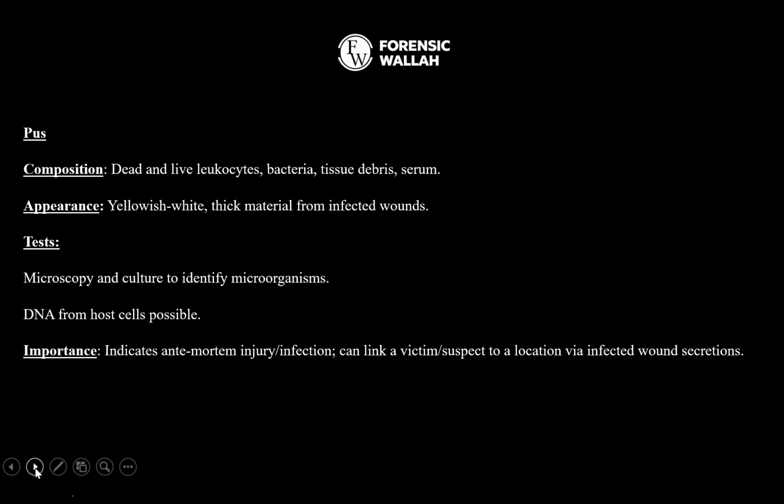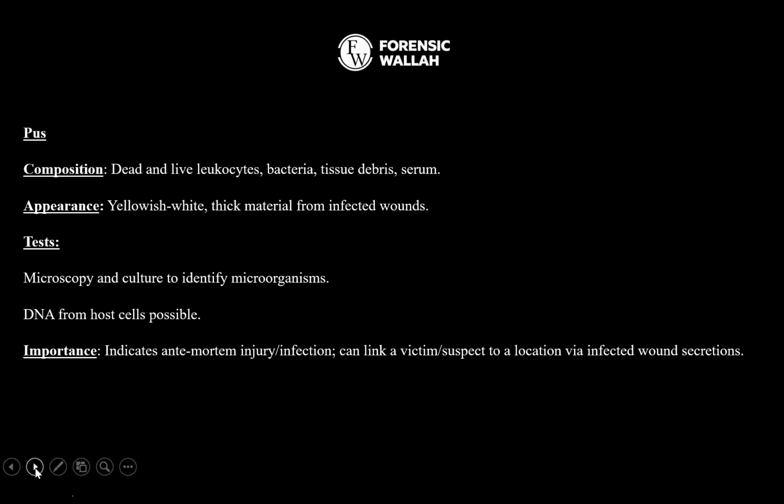Now comes the pus. Pus is mainly dead cells, with some live white blood cells here and there. White blood cells are called leukocytes. Bacteria, tissue debris, and serum will all be present in your pus. Pus is normally a yellowish white, thick material, and from infected wounds a very thick pus will come. So it is normally yellowish white in color.